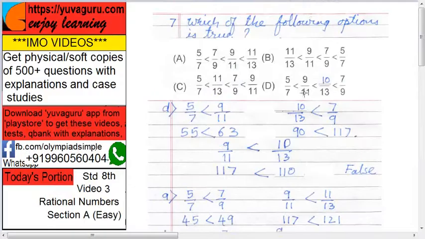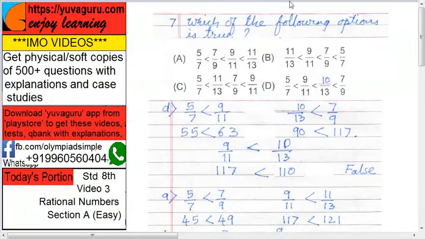So now D, 5 by 7 and 9 by 11. First compare the two. So 11 fives are 55 and here 63. That is true. Then last two, 10 by 13, 7 by 9. This is 90, 117. That is also true. Then middle two, 9 by 11, 10 by 13. So 117 less than 110. So that is false. That's why D is false.